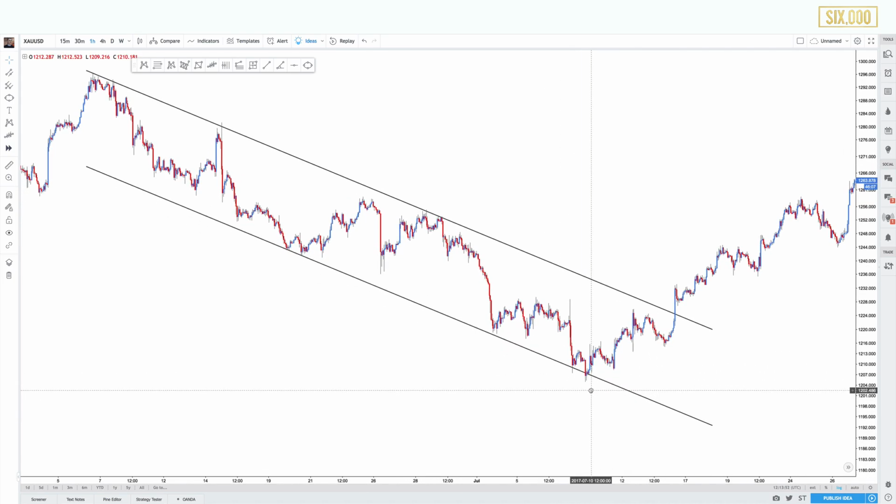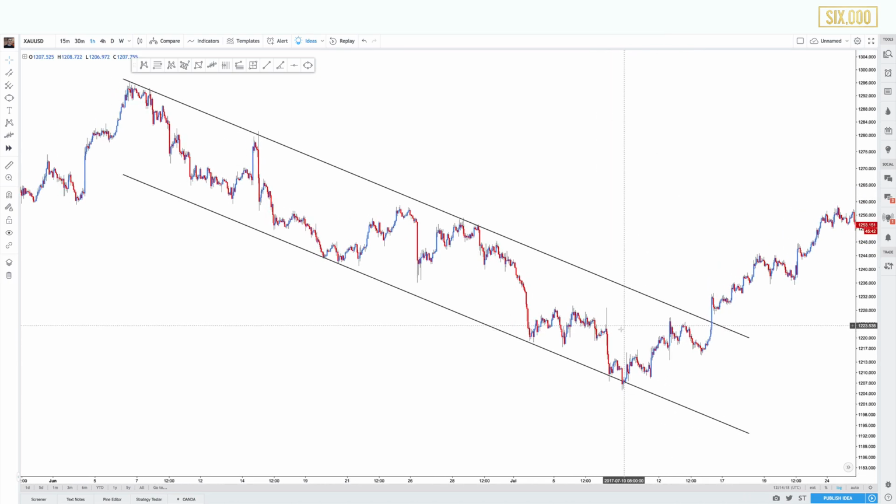Now, this is what I would call a false break, where price closes outside of the trend line, but reverses and goes in the opposite direction. And this is typically done to trick beginners, trick new traders. This is why a lot of people lose money, because they can't identify these simple changes in direction, these simple mistakes.